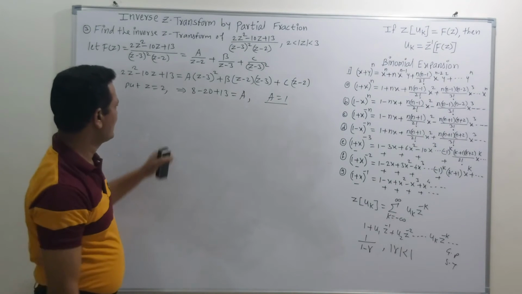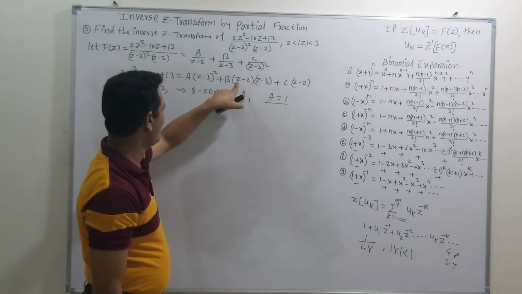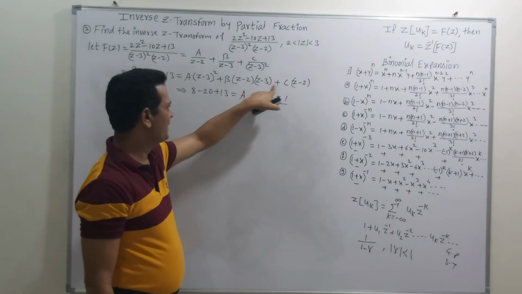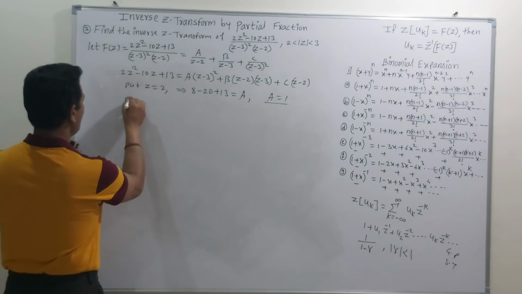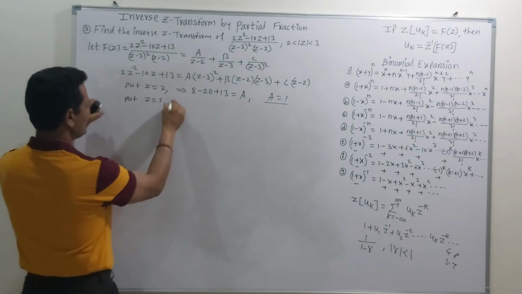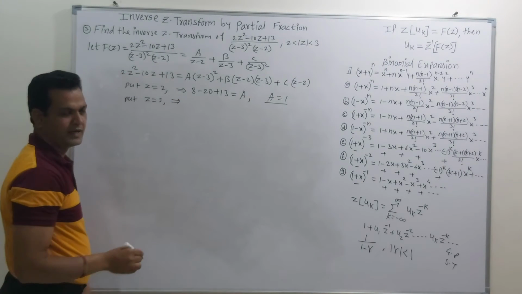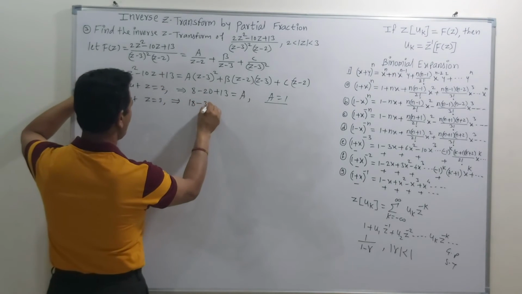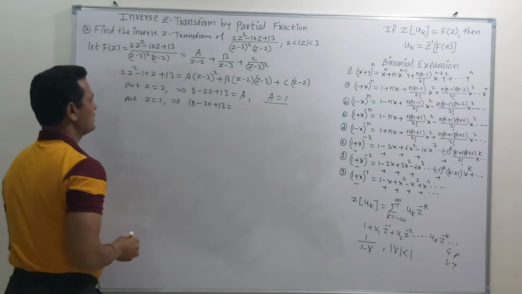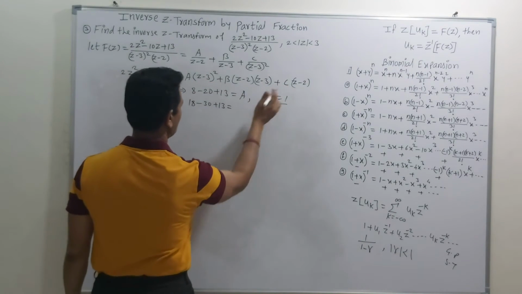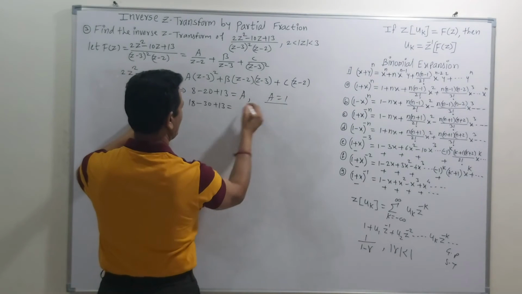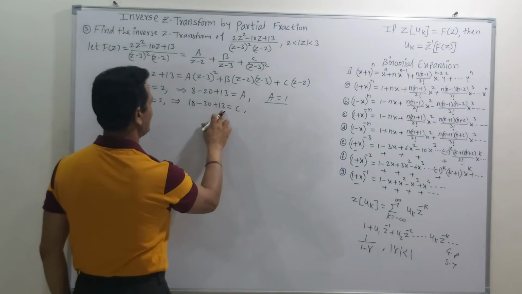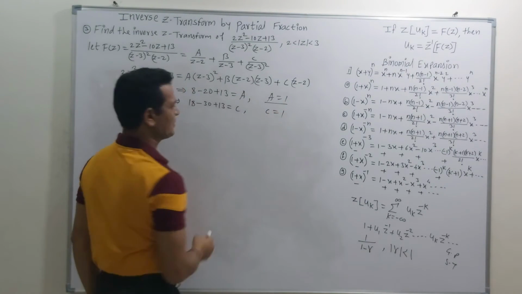So we get the value of A equal to 1 after solving this equation. Now friends, let's solve for the B or C term. Here z - 3 appears, so to get C, put z = 3. Then 3² is 9, times 2 is 18, minus 30, plus 13, equals (3 - 2) times C, which is C. So we get C is also equal to 1.